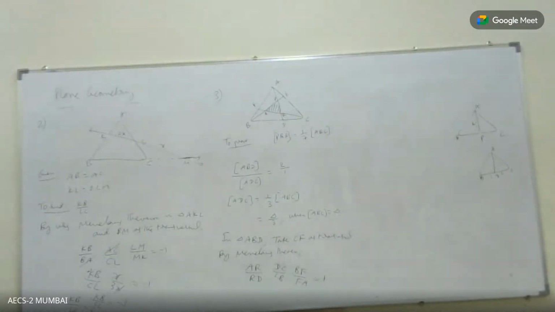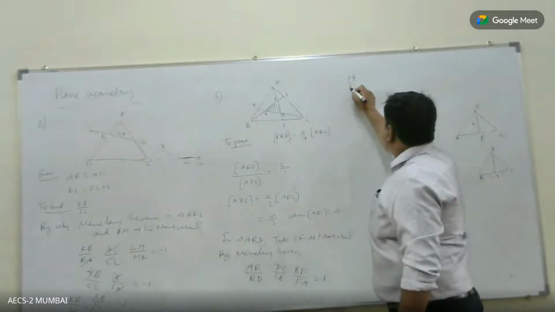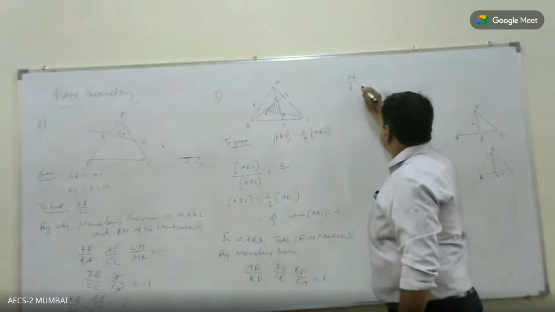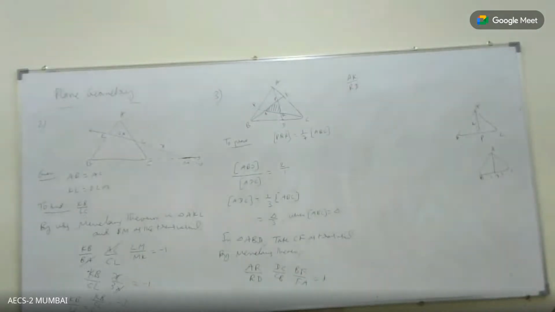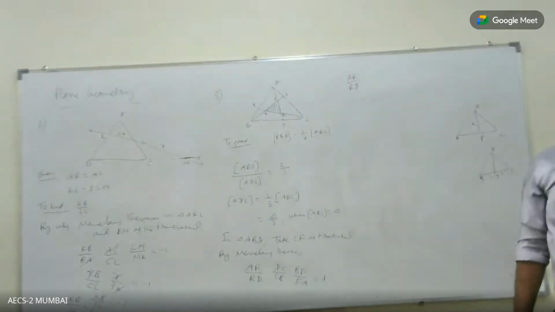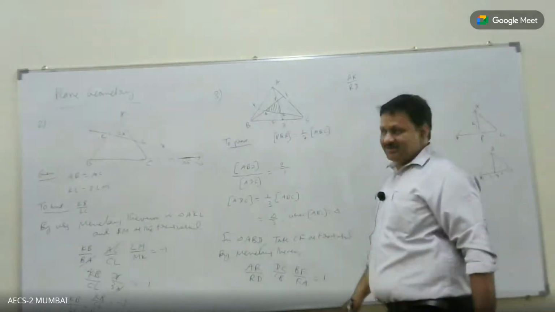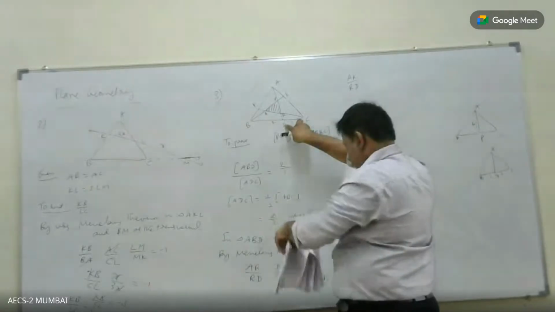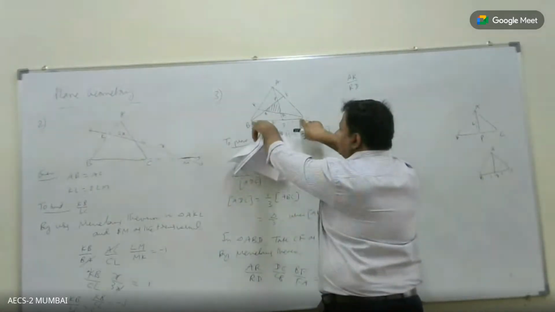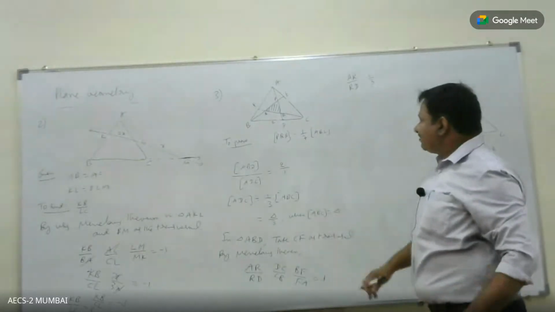Right? Now, AR by RD multiplied by how much is DC by CB? Very good. You said 1 by 3. Because this is 2 parts, this is 1 part, as per the given information. So DC by CB, 1 part by total 3 parts. How much is BF by FA?